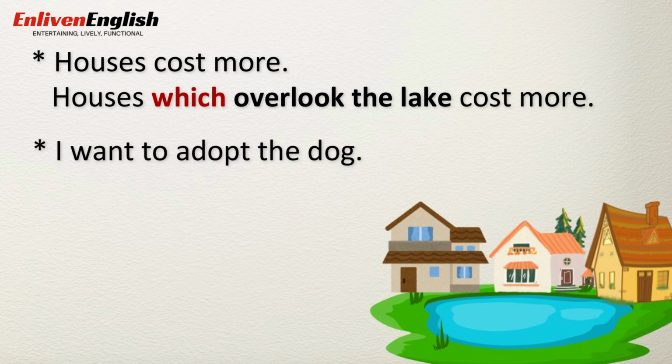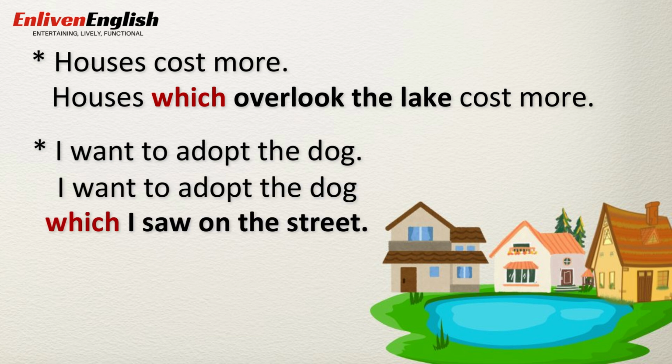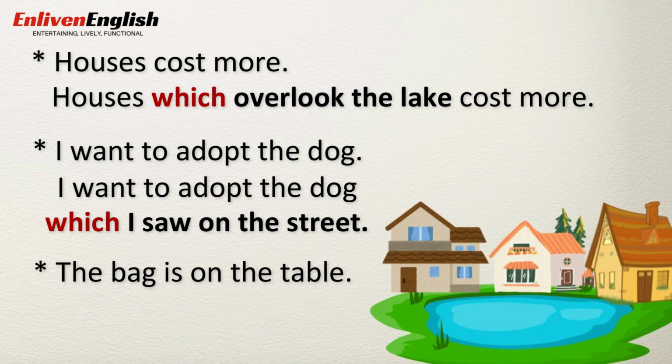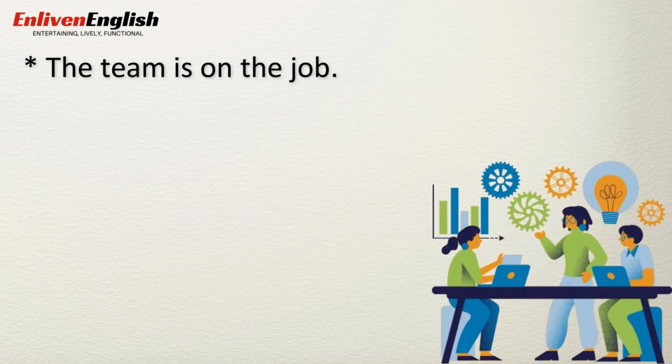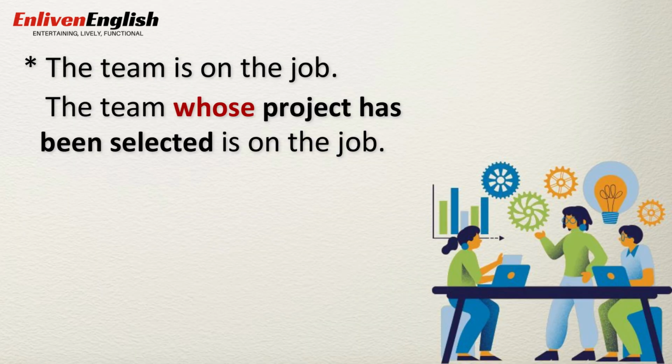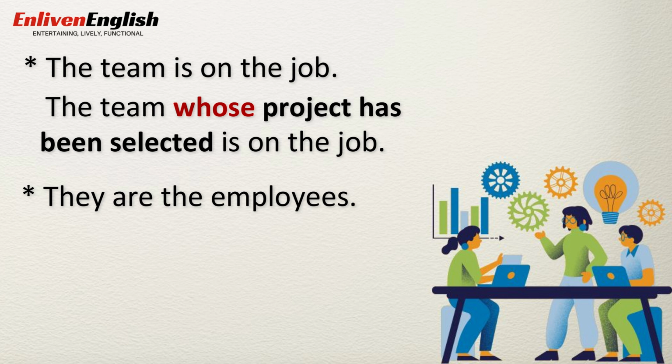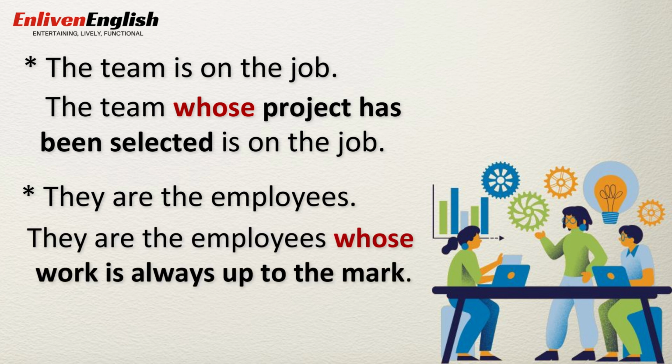I want to adopt the dog. I want to adopt the dog which I saw on the street. The bag is on the table. The bag which I bought yesterday is on the table. The team is on the job. The team whose project has been selected is on the job. They are the employees. They are the employees whose work is always up to the mark.